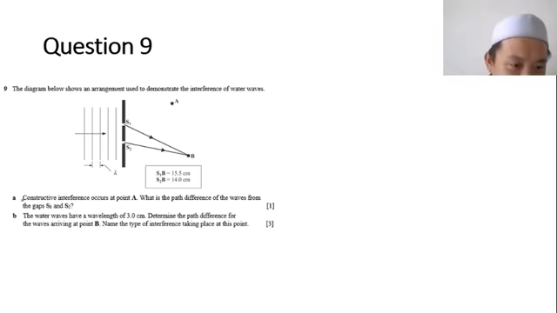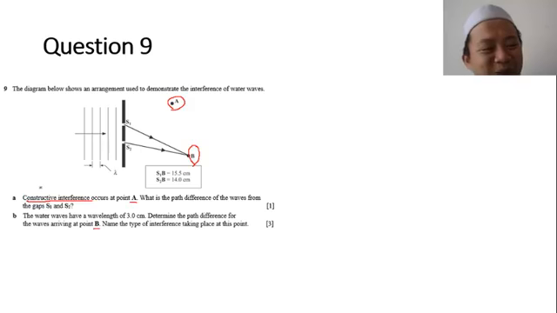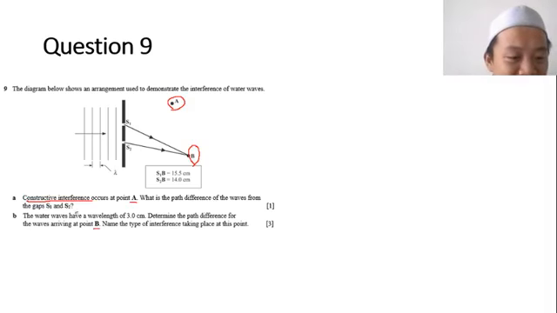It is already stated here, constructive interference occurs at point A. So there is point A and point B. Point A is here, point B is here. What is the distance between S1 and S2 to point B? We know the distance. Do we know the distance from S1 and S2 to point A? No, we do not. So what is the path difference of the waves from the gaps S1 and S2?